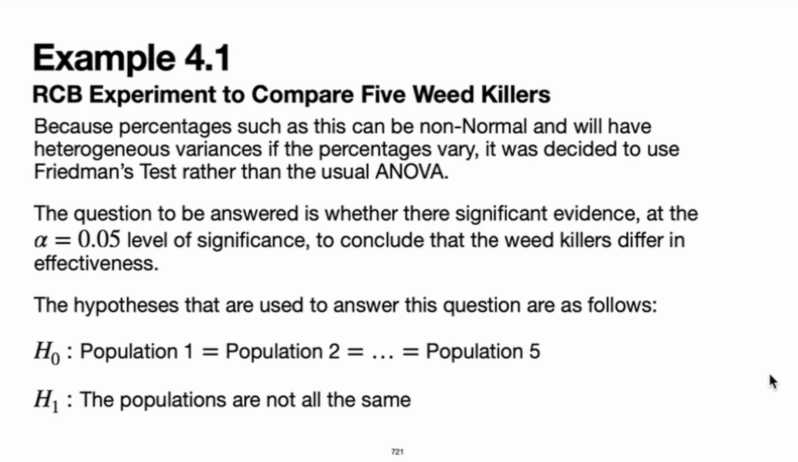So the question to be answered is whether there is sufficient evidence at the 0.05 level of significance to conclude that the weed killers differ in their effectiveness. And so the hypotheses to be tested, the null hypothesis being that the 5 populations are equal, right? The 5 weed killers are equivalent, the same, they're equal in terms of their ability to kill the weeds, against the alternative that they're not all the same, that at least one of the weed killers is different than the rest, either in a positive direction or negative direction. They're more effective or less effective, but there's a difference somewhere.